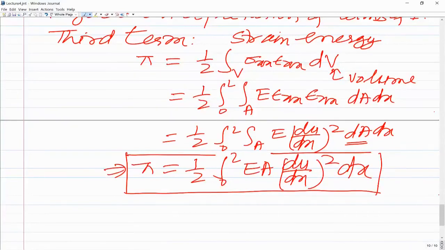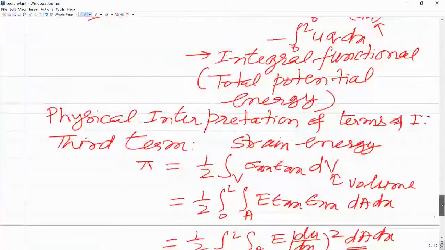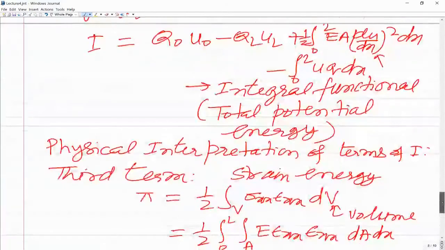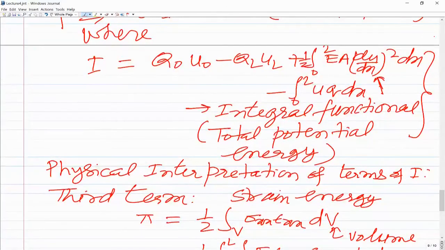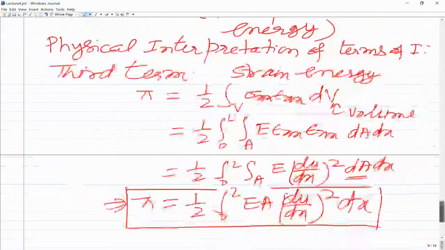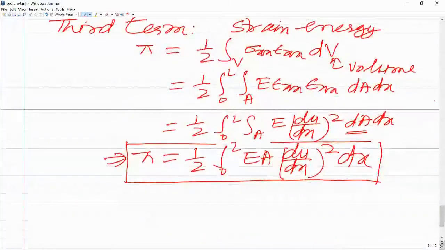So the third term in the integral functional, although we arrived at this integral functional from the differential equation, is interpreted as nothing but the strain energy stored in the rod. So the third term is the strain energy, as I already explained.